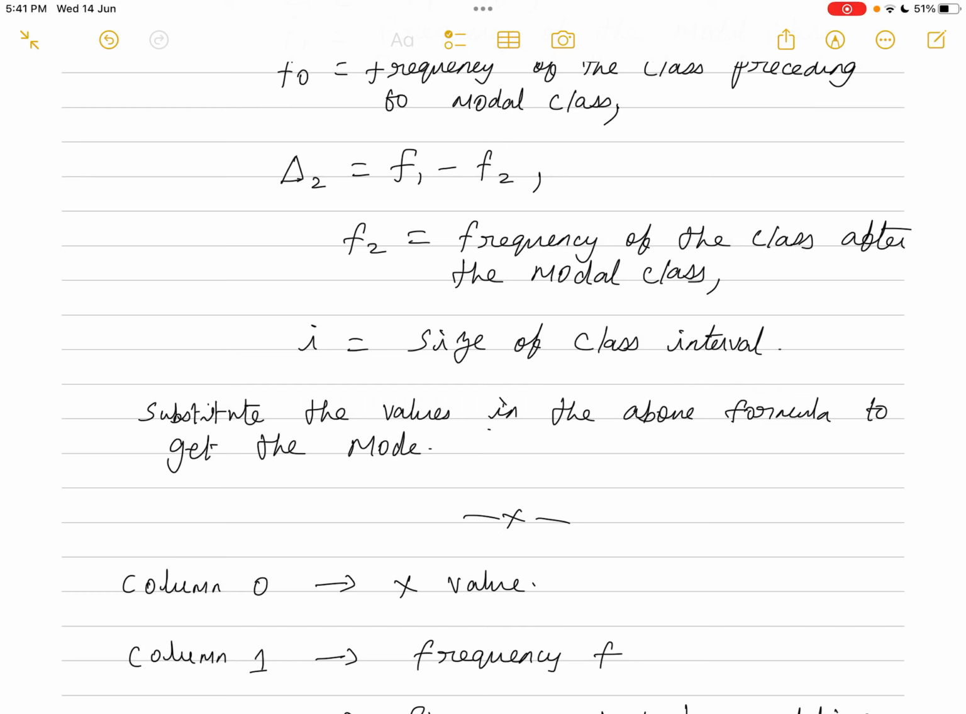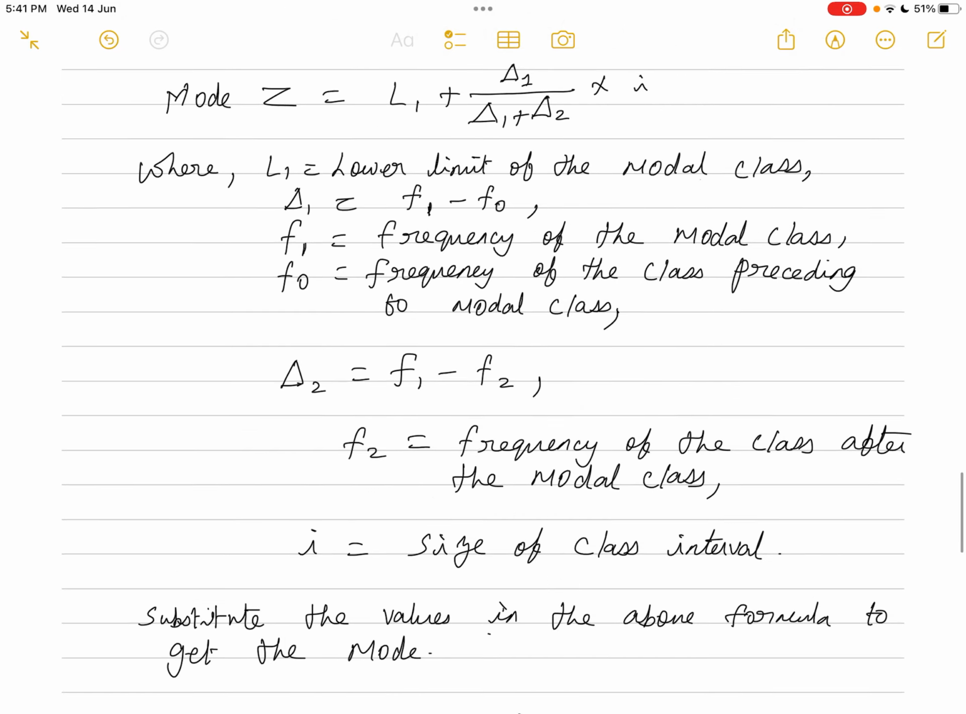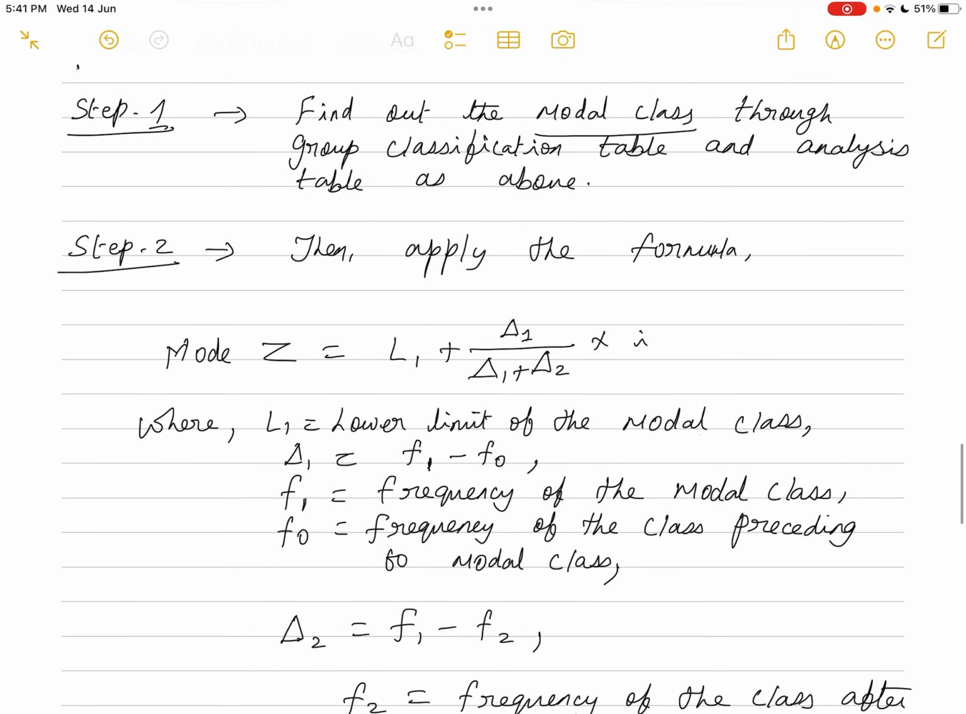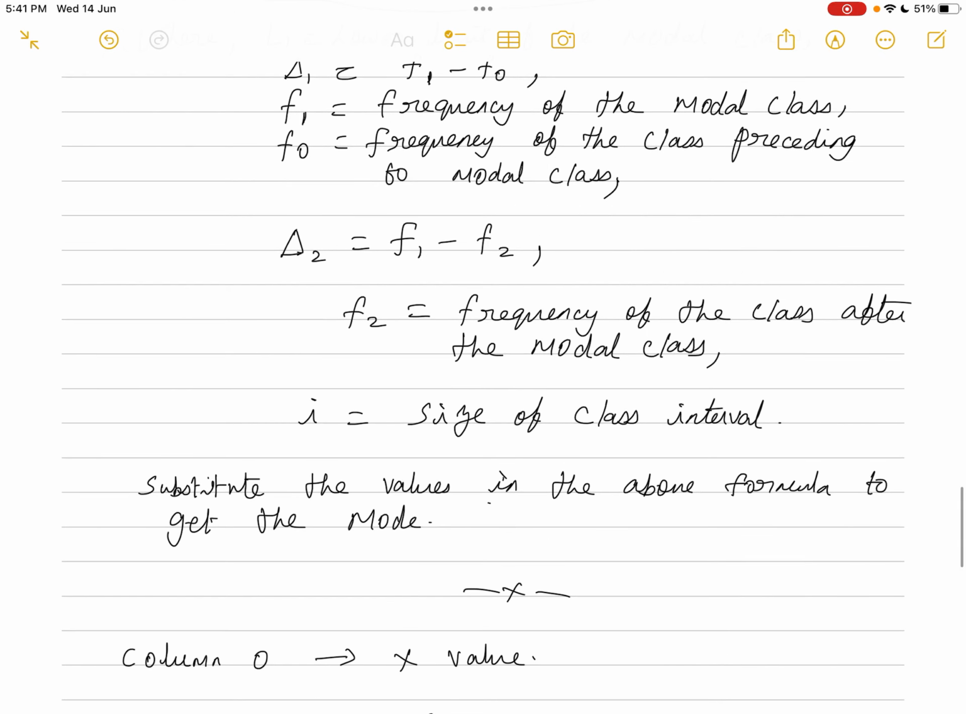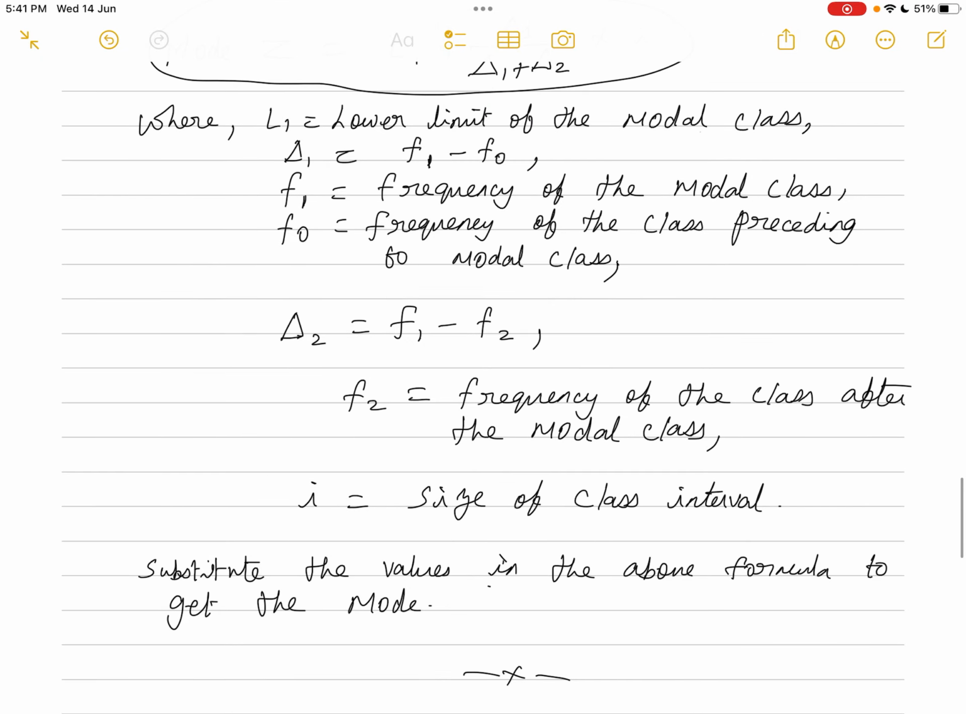Okay. So now you know all the values. Substitute the values in this given formula. Whatever values you substituted, when you solve it, you will arrive at the mode. Okay. So this is how we have to find the modal value if it is in the form of a continuous series.